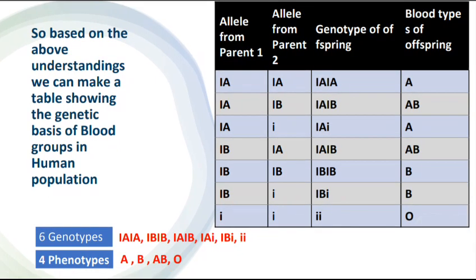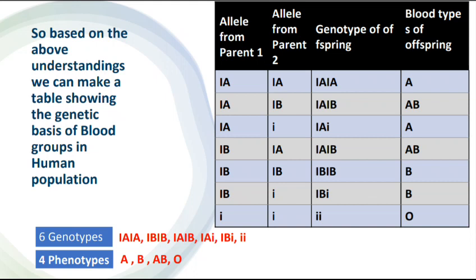Suppose the allele from parent 1 is IA and the allele from parent 2 is IA. So the genotype of the offspring will be IAIA, and the blood type of the offspring will be A type. Similarly, when IA is from parent 1 and IB from parent 2, the genotype of the offspring will be IAIB. As a result, the blood type of the offspring will be AB type.